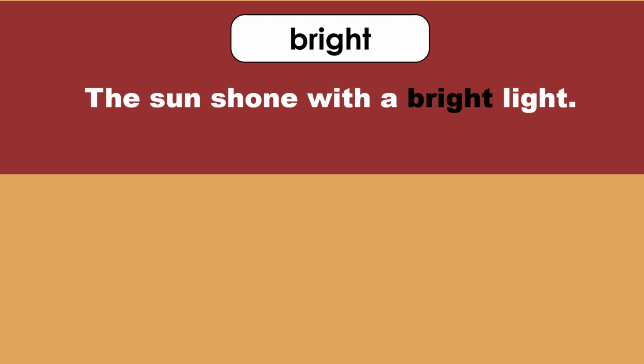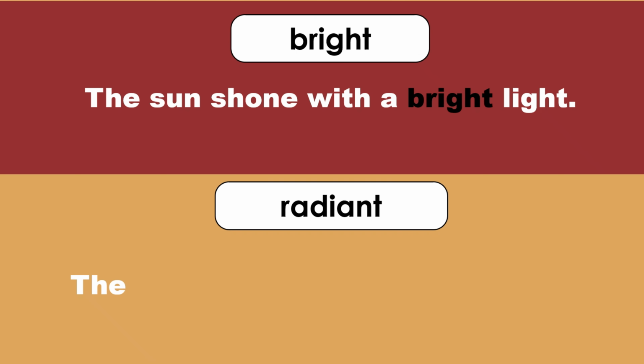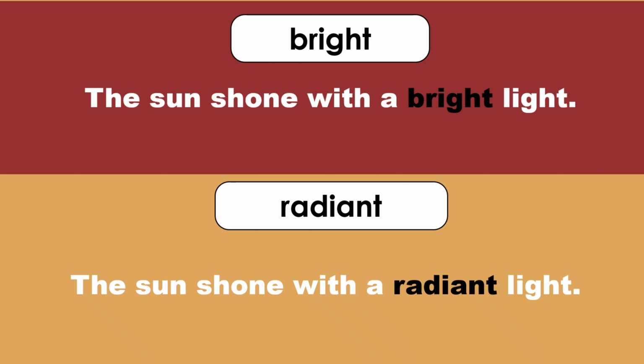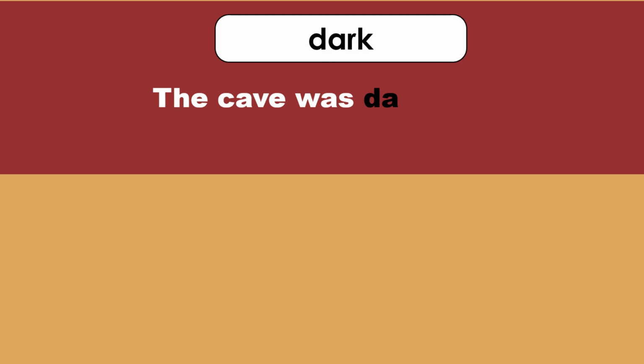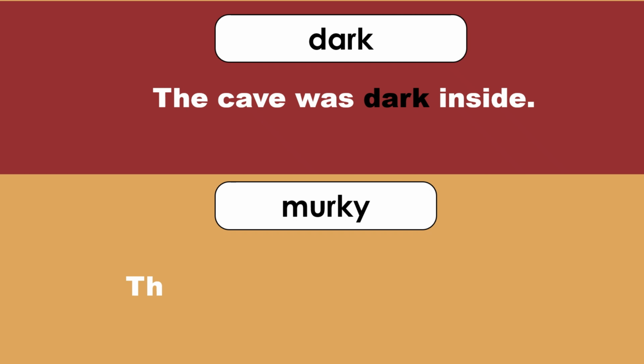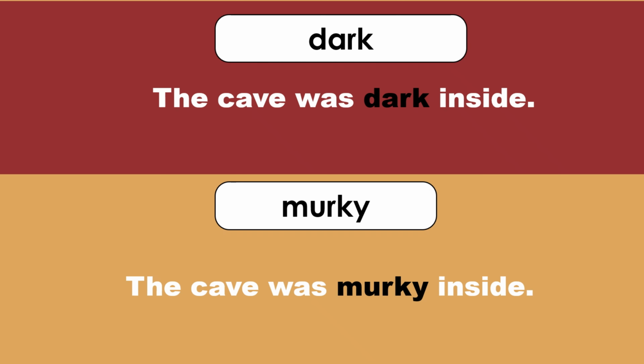Bright. The sun shone with a bright light. Instead of saying bright, say radiant. The sun shone with a radiant light. Dark. The cave was dark inside. Instead of saying dark, say murky. The cave was murky inside.